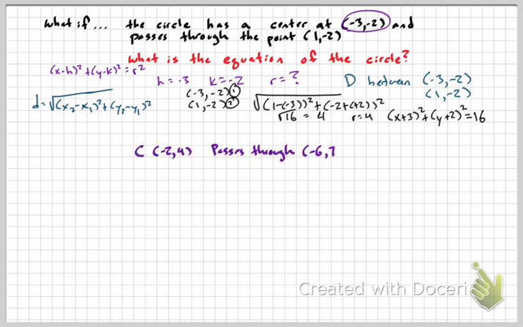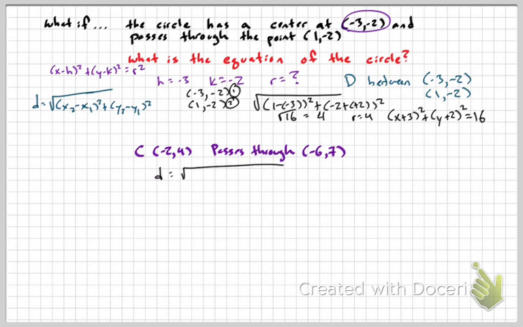Let's do another one. So a circle that has a center at negative 2, 4 and passes through negative 6, 7. Now this one, notice guys that the y values in that previous problem were the same. So in that case, I could have just looked at the difference between the x's. But in this one, nothing is the same, not the x's nor the y's. So here's where the distance formula really comes in handy.